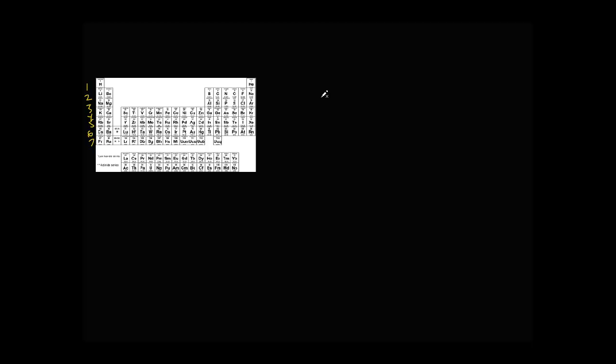So let's try another one. Let's try tin. We'll look at the previous noble gas, which is Kr, and then it's in the 5th period, so that's 5s2. It's going to be filled first. Remember, these are the s's, these are the d's, and these are the p's.